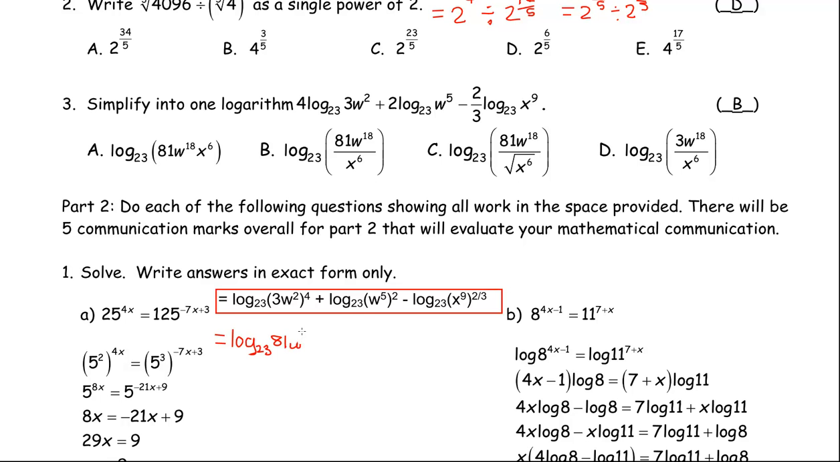So this would be 81 w to the 8th. Remember, power of a power rule, so you multiply the 2 and the 4. And then plus the logarithm base 3 again. And you multiply the 5 and the 2, so this is going to be a 10. Minus, again, log base 3.